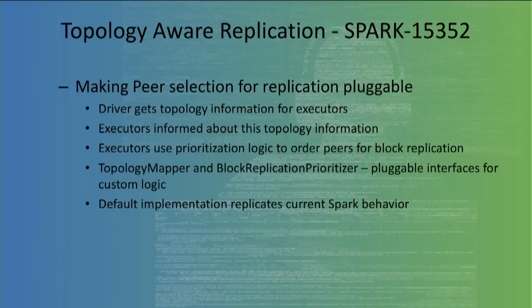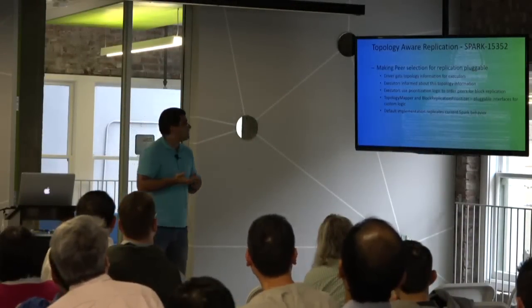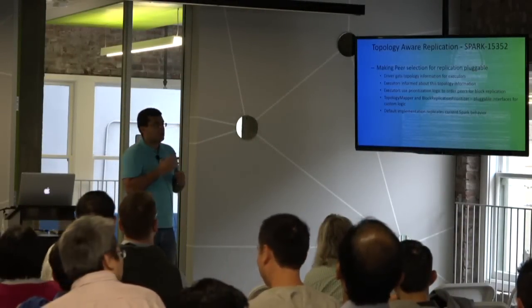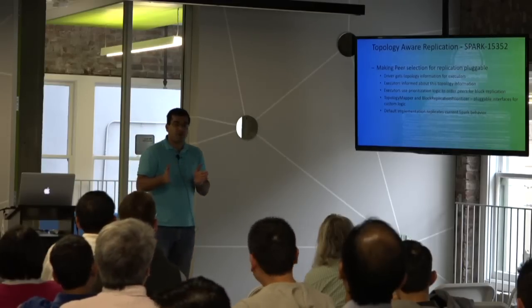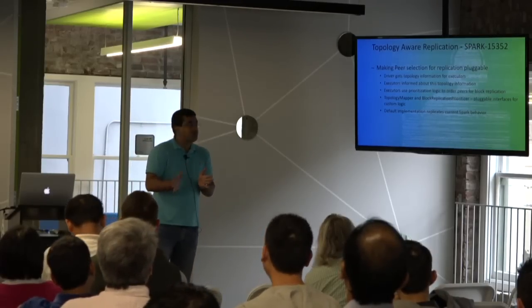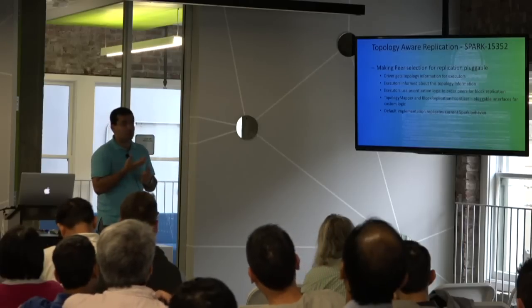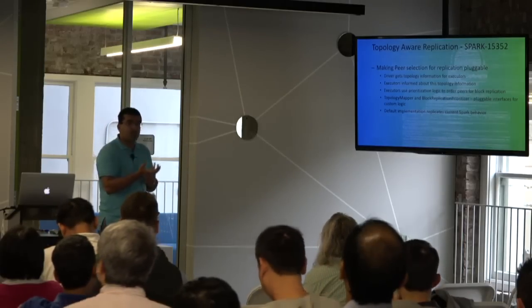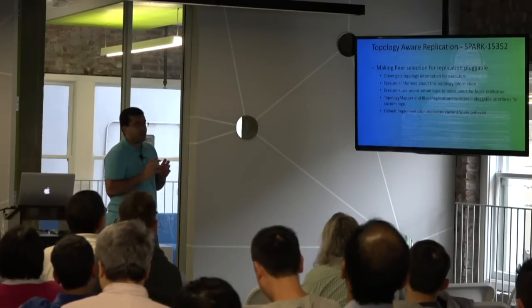And the pull request for this is already up. We developed a solution where we are making data replication pluggable in some sense. So the key issue around selecting peers, we have tried to make it a more generalized solution. And in our implementation, we say that the driver gets topology information on all executors, right? And each executor is told about this.